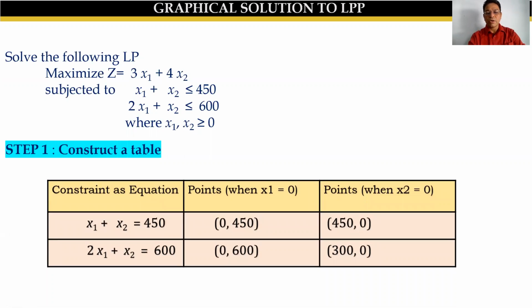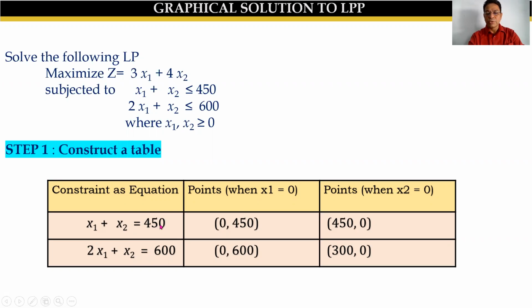Now you can see 3 columns, as I have already said. The first column will be the constraint itself. The second column would give us the first point, and the third column would give us the second point. Now, the first constraint is x1 plus x2 is less than or equal to 450. But I am interested in finding the value of x1 and x2. So what I will do, I will replace this less than or equal to by an equal to sign. And I get the first constraint as an equation, x1 plus x2 is equal to 450.